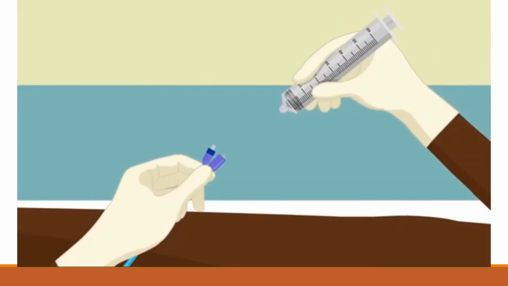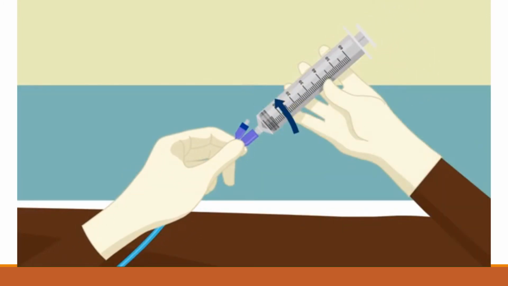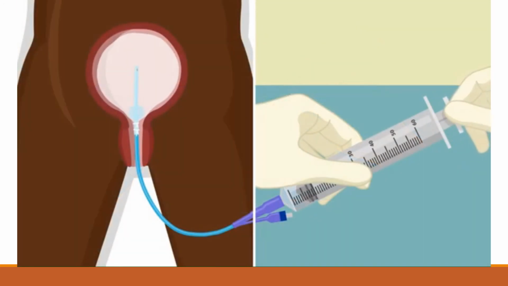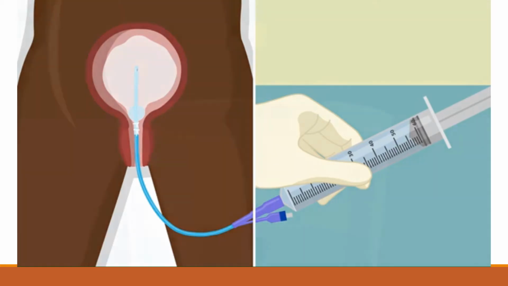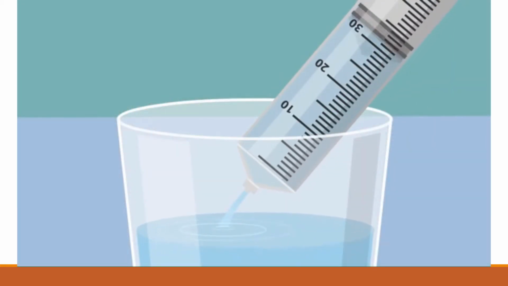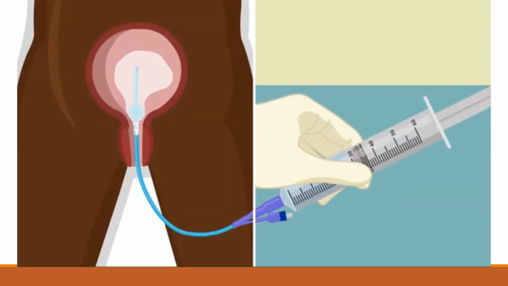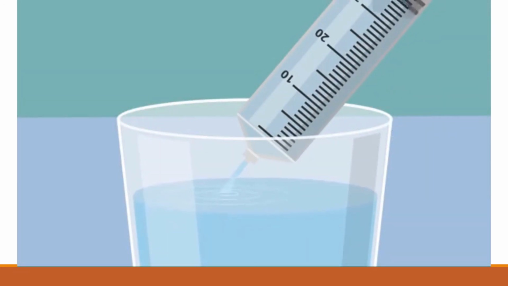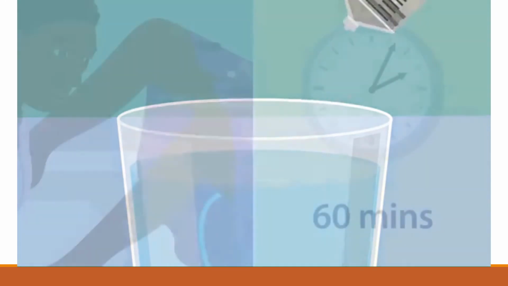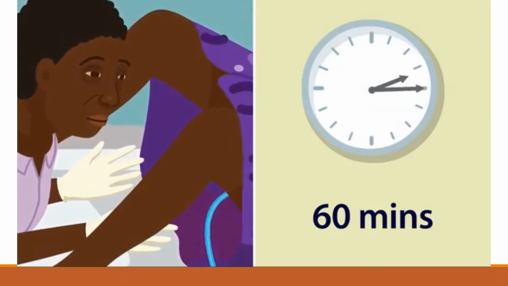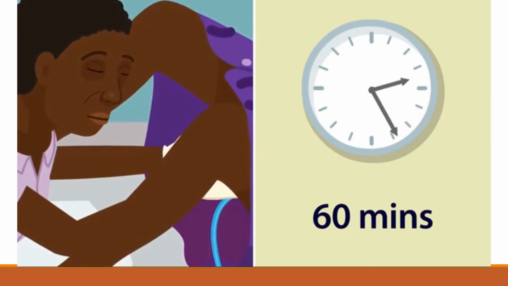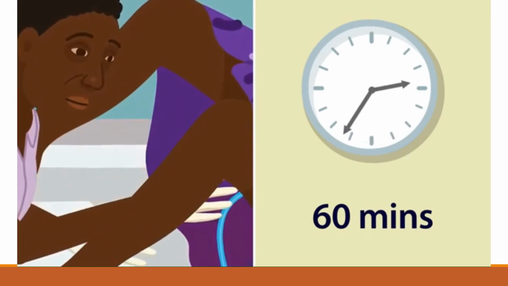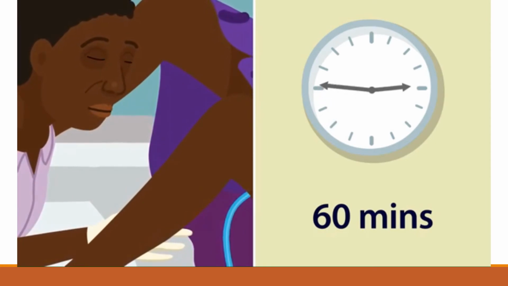In order to remove the UBT, Grace attaches the syringe to the catheter and slowly draws out 1 or 2 syringes full of water to lower the pressure without taking out the balloon. She watches for 60 minutes. If the bleeding starts again, Grace must refill the balloon with clean water and arrange for Mary to go to the nearest hospital.